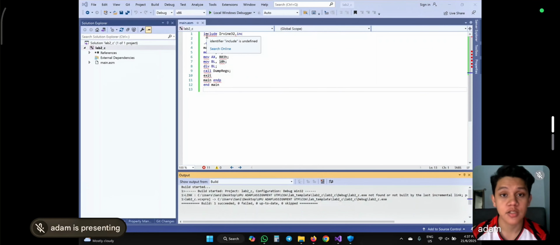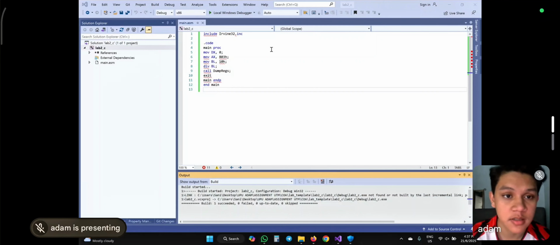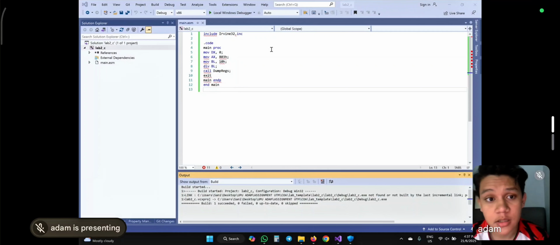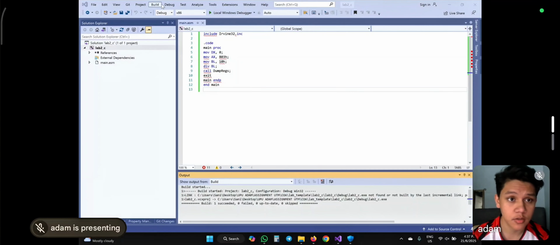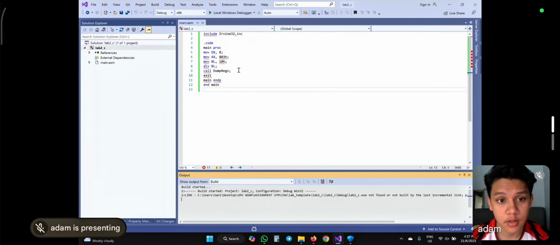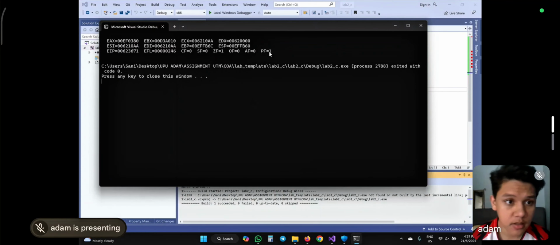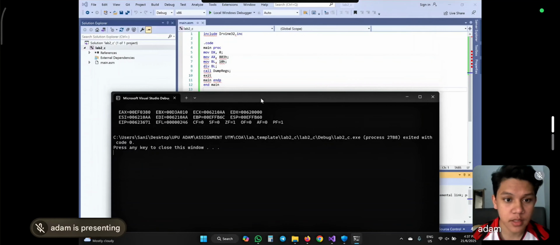For question 6, it is pretty simple. I've been tasked to write a full program, and this is my full program. In the program, I've been tasked to clear the DX, then move A03H into AX, move 10H into BL, divide by BL, and call DumpRegs to show all the registers. So how to do that? We just start with the debugging, and here is the result. I'm going to explain the result.